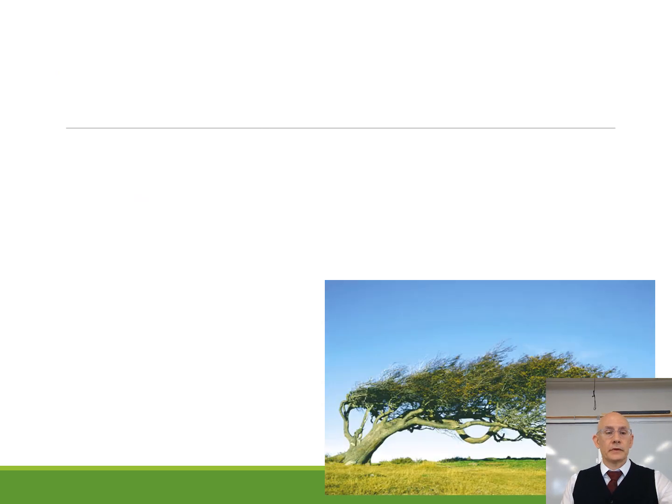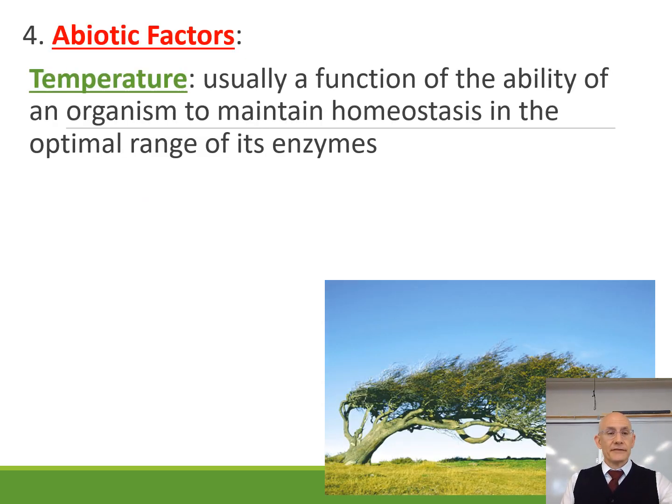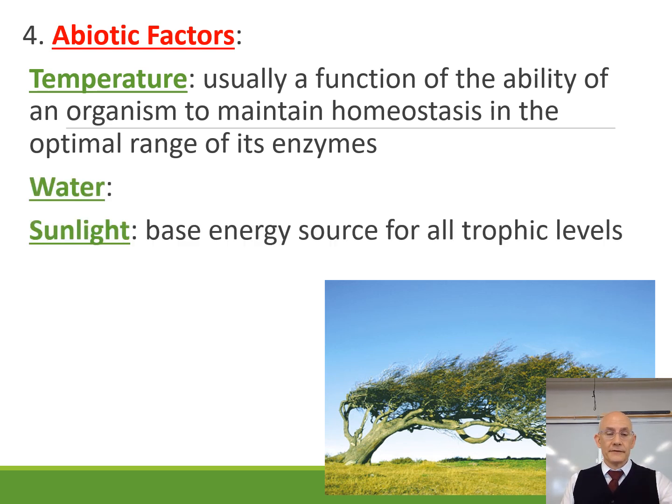Other things that affect it are going to be your abiotic factors, such as the temperature, the water, the availability of the sunlight. So temperature is important for enzymes. Everything has its threshold. Water is necessary for everything. Sunlight is going to be the base of your trophic levels.